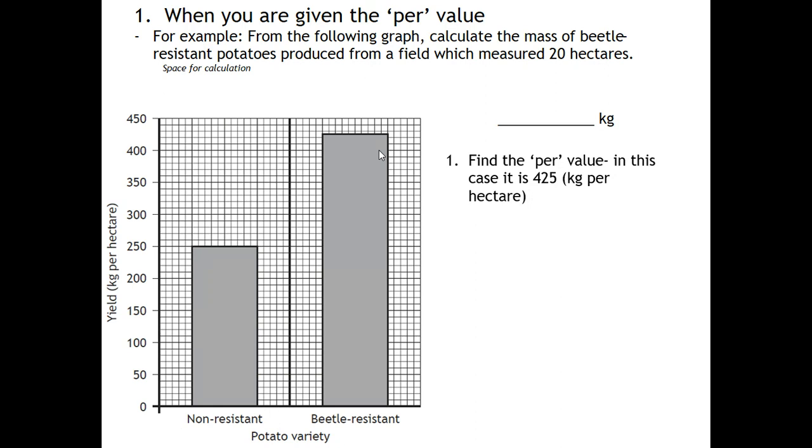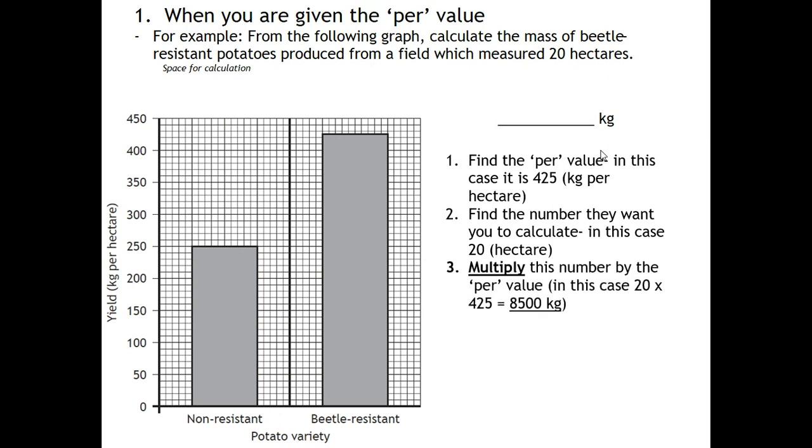So step one is to find what is the per value, and in this case it's 425. Read that off the graph here. Okay, exactly halfway between 400 and 450, so 425 kilograms per hectare. Step two, you now want to find the number that they want you to calculate. So that's per 1 hectare. For 1 hectare, they want it for 20 hectares. So I'm simply going to times my per value, that's 425, by 20, to give me my total value. So in 1 hectare, it produces 425, but in 20 hectares, it would produce 8,500 kilograms of potatoes in this example.